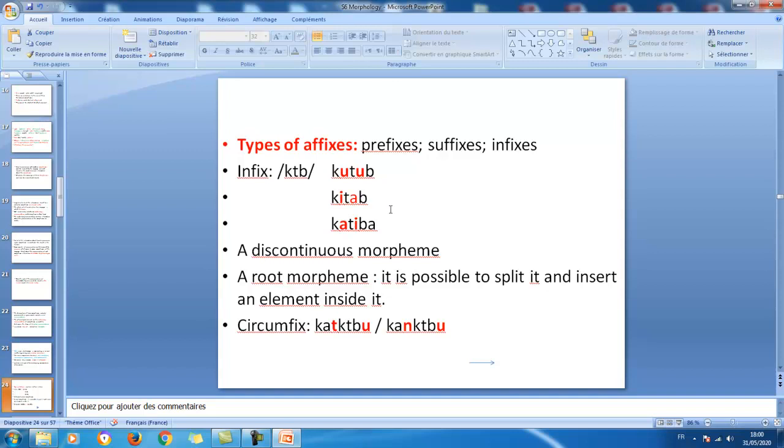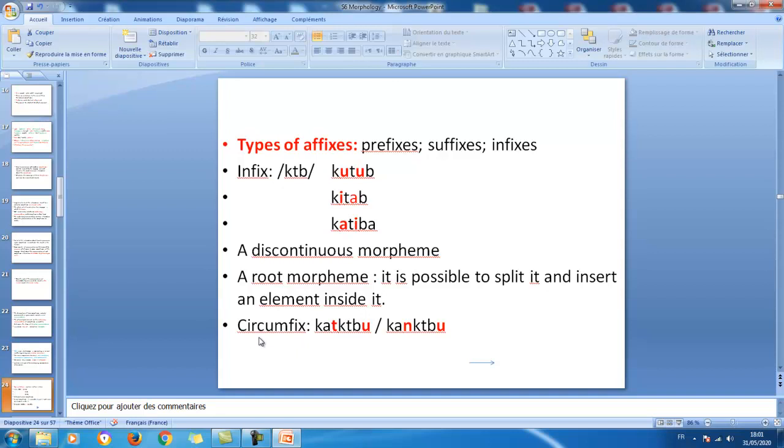So in fact here we have got different words, different morphemes being obtained by inserting some elements, some what we call infixes here. Now the morpheme ktb, the three literal root, becomes, if you like, separated. So it is called a discontinuous morpheme here. It becomes discontinuous because, let's say, letters are being separated by infix here. K-t-b. It becomes a discontinuous morpheme. Now a root morpheme, okay, in this case it's a root morpheme. It's possible to split it and insert an element inside it here. This is what we have done here.